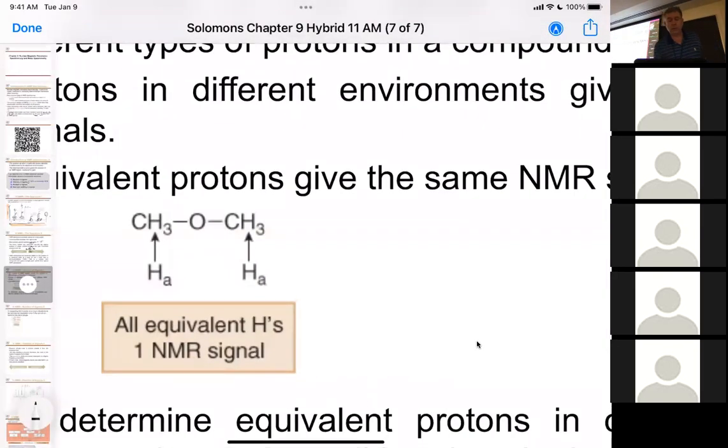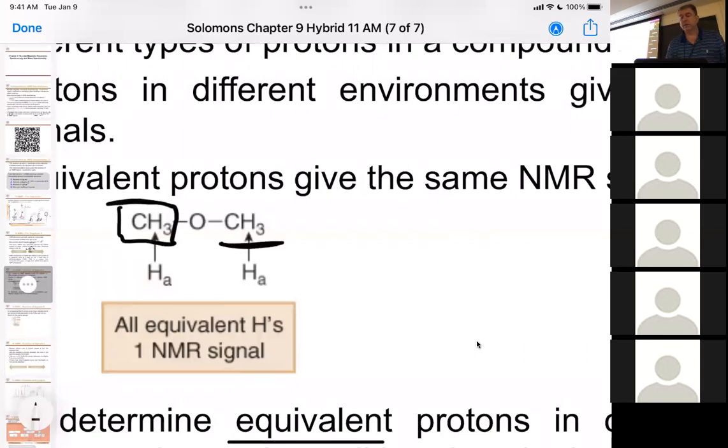We have 3 hydrogens bonded to a carbon, bonded to an oxygen. Those 3 hydrogens all have the same electronic configuration, right? They're all bonded to the same carbon. That carbon is bonded to an oxygen. So that's one signal.